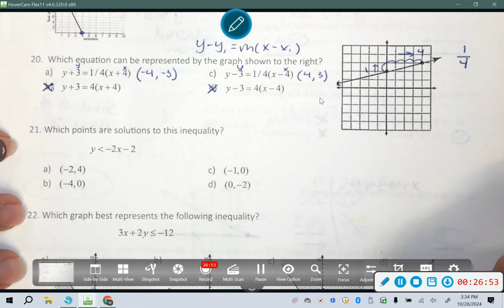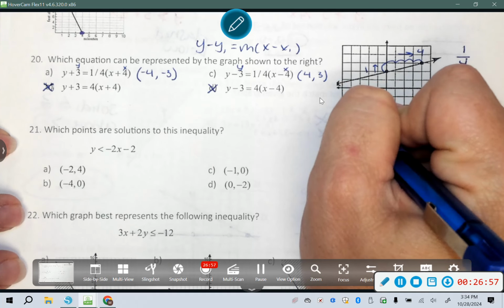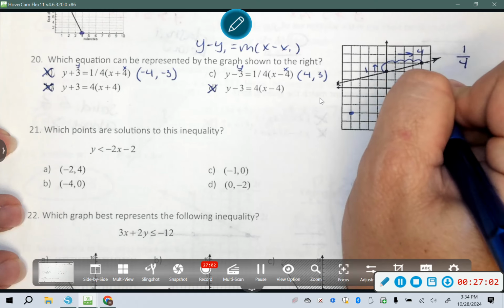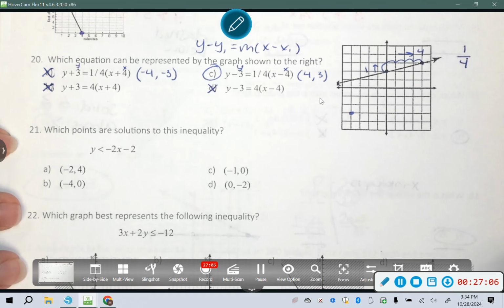And we can see which one has that point. So negative 4, 1, 2, 3, 4, down 1, 2, 3. That is not on my line. However, the point 1, 2, 3, 4, 1, 2, 3 is on my line. So C is my answer.